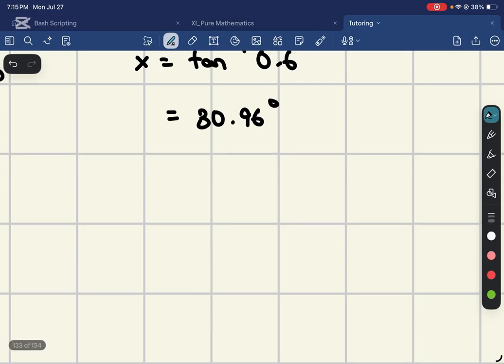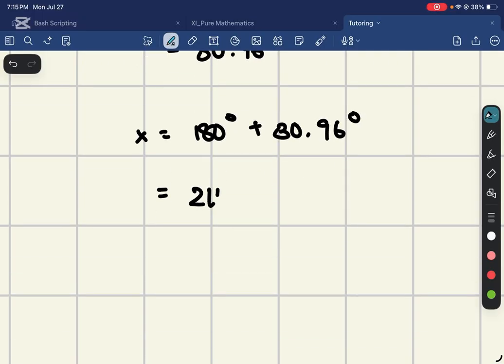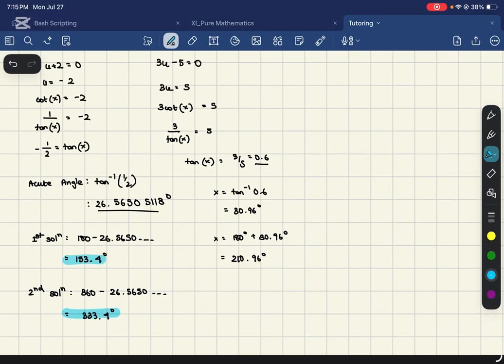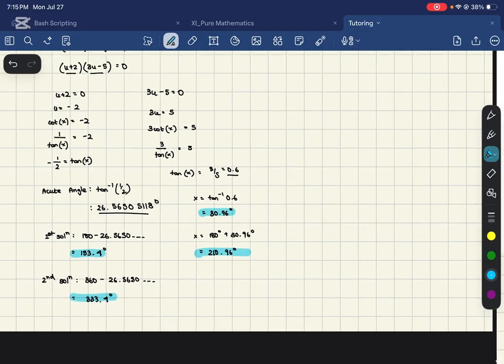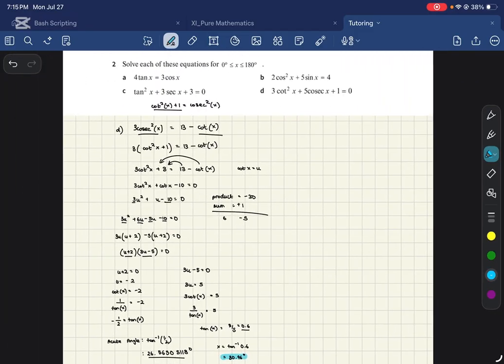And to get your other positive solution, you need to go to the third quadrant. So your other solution is going to be 180 degrees plus your acute angle, right? To go to the third quadrant. So you get 210.96 degrees. All right, so we are done. And we have our 4 solutions. So that is how you solve part D.